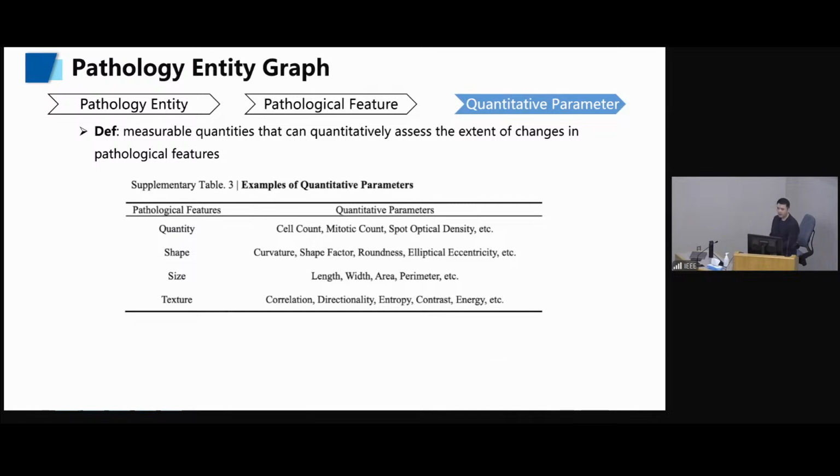The quantitative parameter refers to the measurable quantities that can quantitatively assess the extent of changes in pathological features. Compared to using descriptive terms such as significantly enlarged or pronounced, the parameters can describe the changes in a pathological feature more objectively. Table 3 lists several quantitative indicators.